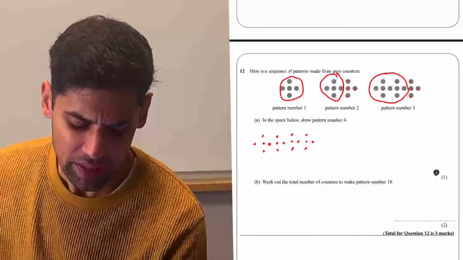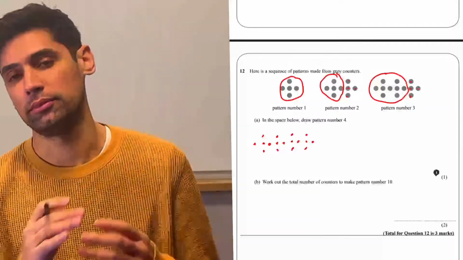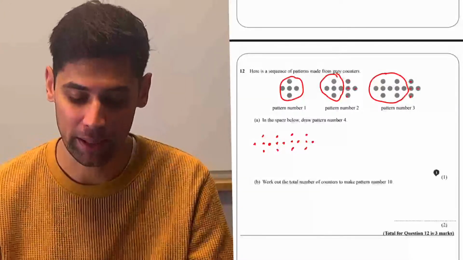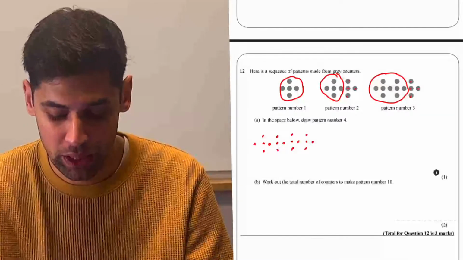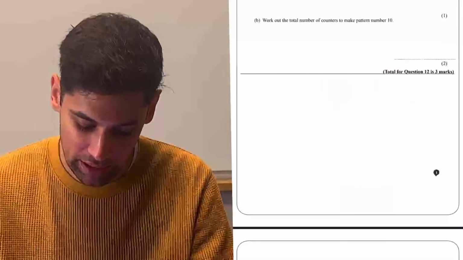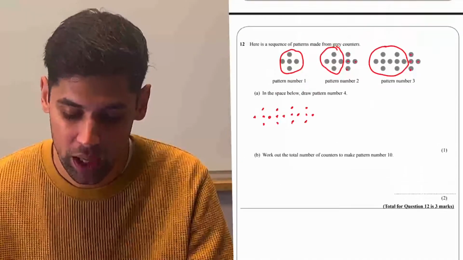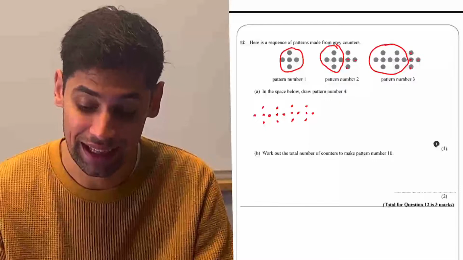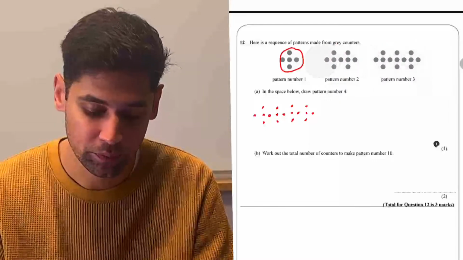Then the total number of counters to make pattern number 10. Now, you could be super long and draw out all of the patterns up to pattern 10. Or you can figure out the nth term. Now, I think we're going to get to that in the next section. Yeah, literally the next question, so I may as well start doing it now. Figuring out the nth term is a really important technique, and it's so easy as well.